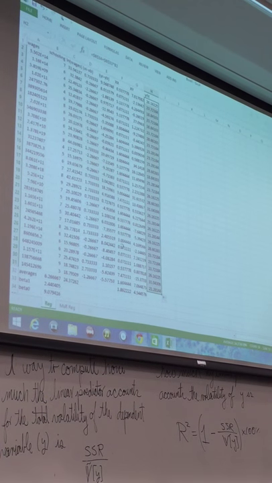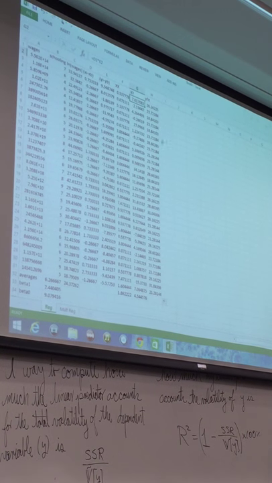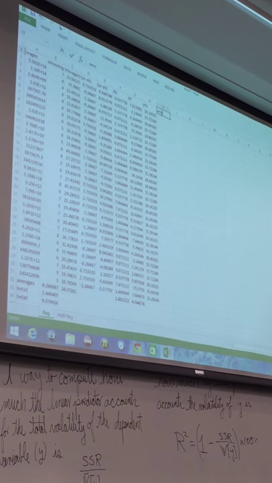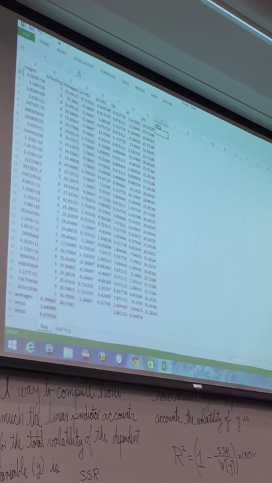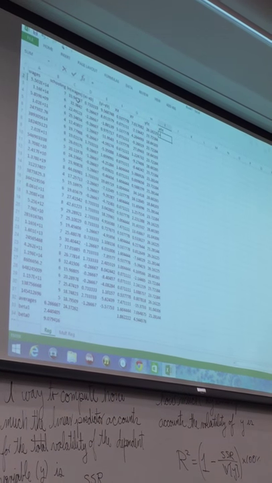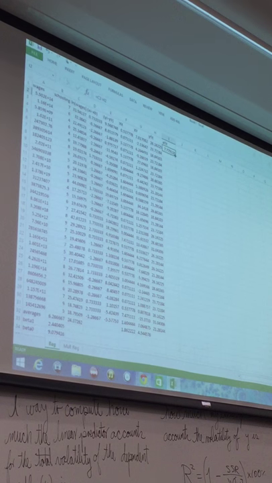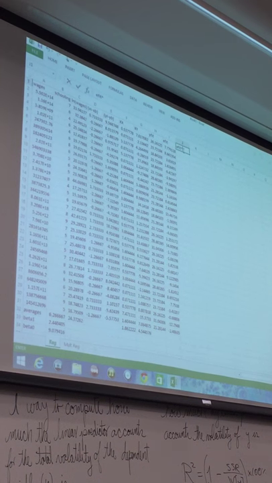Okay. I'm going to share with you. We can compute the errors, the error fit, which will be equal to what my actual value of y is, which is logarithm of wages, minus my fitted value of y. And we have the errors squared, which will be the square of this guy.